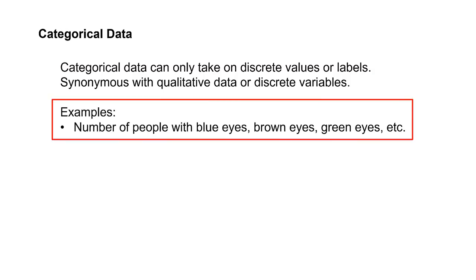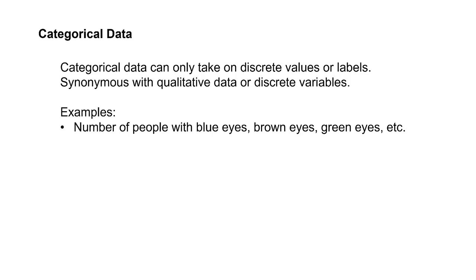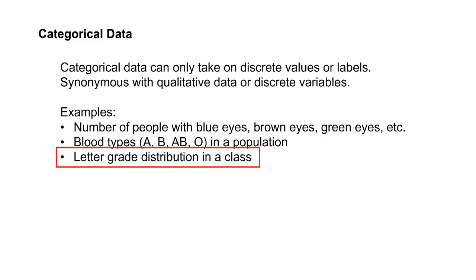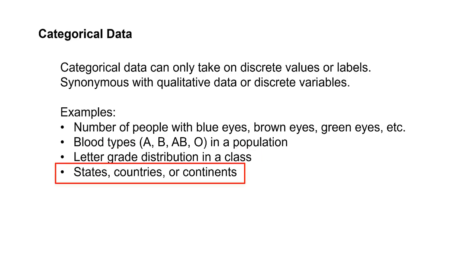Examples: the number of people with blue eyes, brown eyes, green eyes, and so on. So you could do a survey. Those are categorical in nature. They're non-numerical. The blood types in a population, A, B, and O. A letter grade distribution in a class. So those are discrete letter grades, A, B, C, and A+, A-, and so on. States, countries, or continents. Those are discrete values or labels.